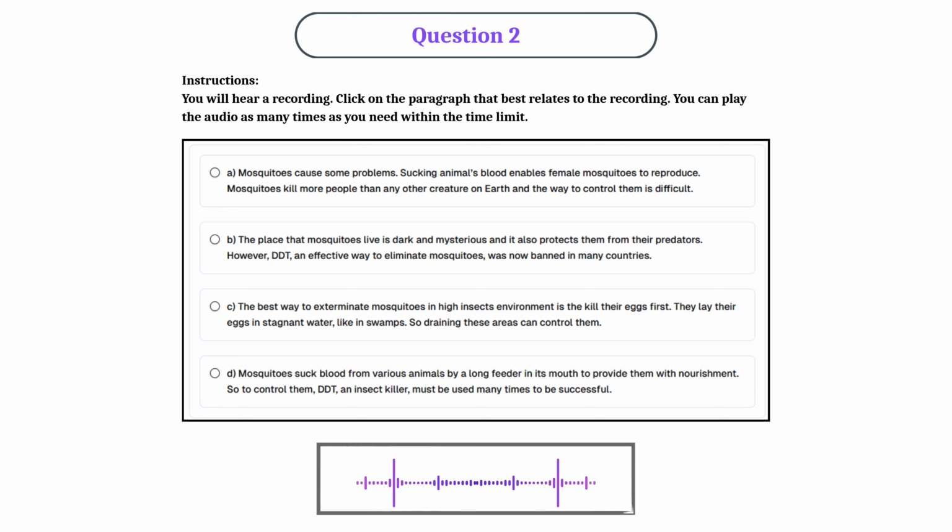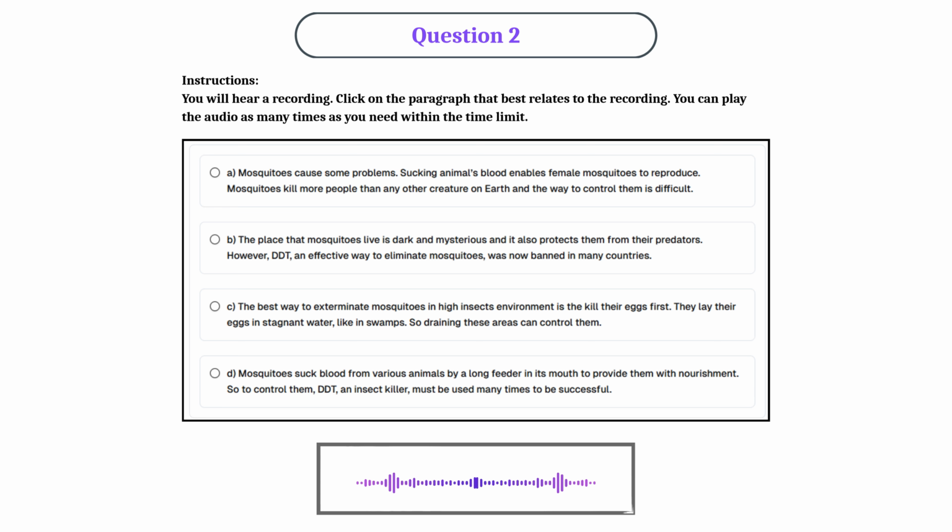Unfortunately, controlling mosquitoes is difficult since they breed and spread rapidly. They lay their eggs in stagnant water, like in swamps. So draining these areas can control them. Insecticides, insect killers, can also eliminate them. DDT is one such insecticide.